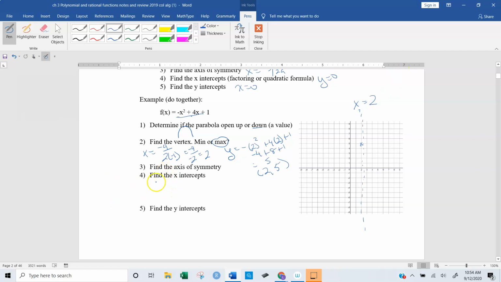So for the x-intercepts, I let y equal 0. So 0 equals negative x squared plus 4x plus 1. Well, there's no way factors of 1 are going to add to 4, so we're probably going to use the quadratic formula here.